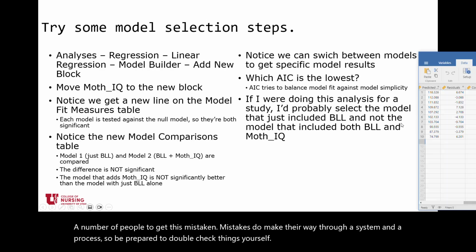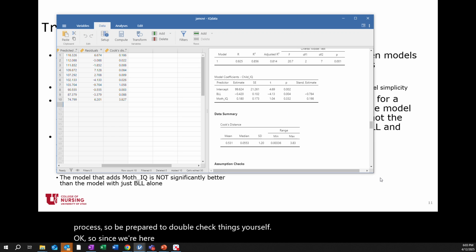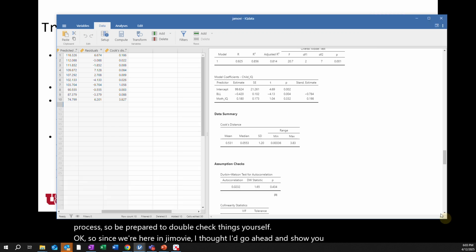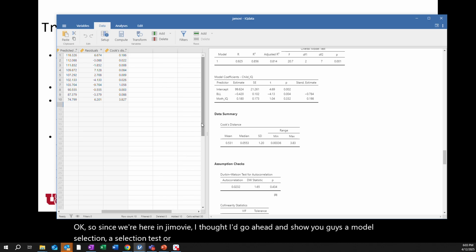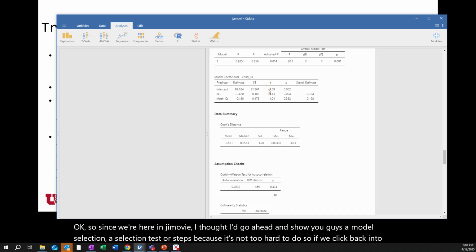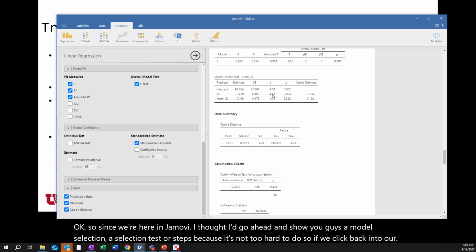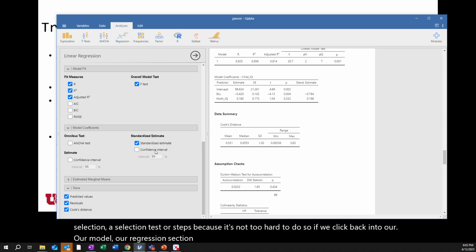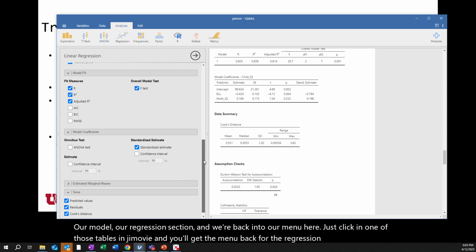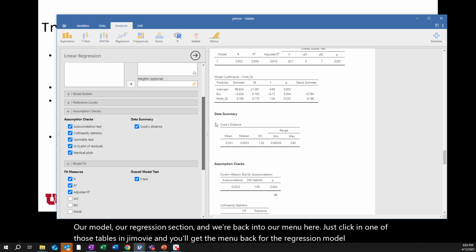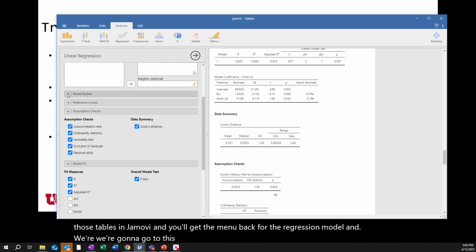Okay, so since we're here in Jamovi, I thought I'd go ahead and show you guys a model selection test or steps, because it's not too hard to do. So if we click back into our model, our regression section, and we're back into our menu, just click in one of these tables in Jamovi, and you'll get the menu back for the regression model. We're going to go to this model builder here.